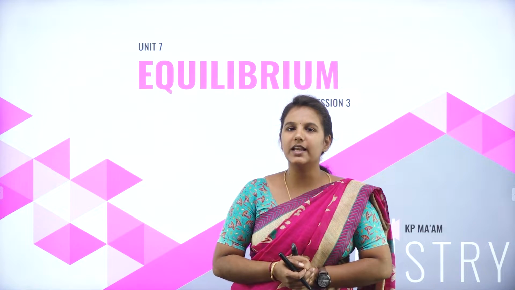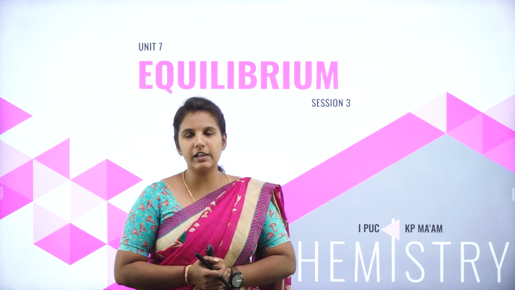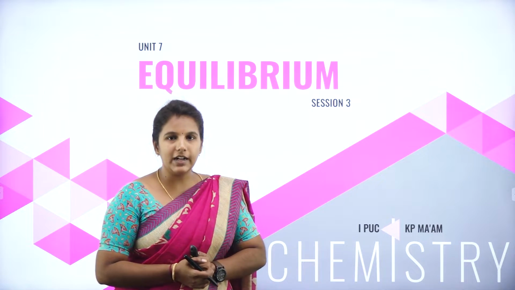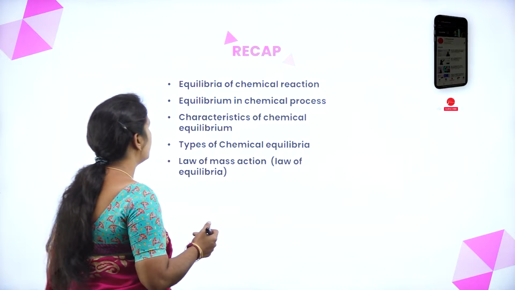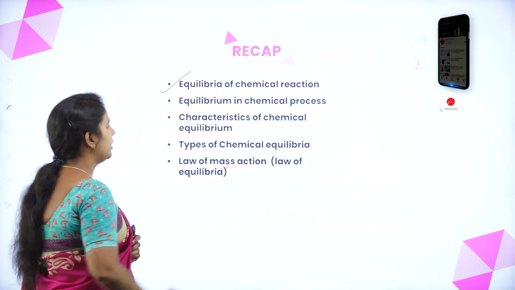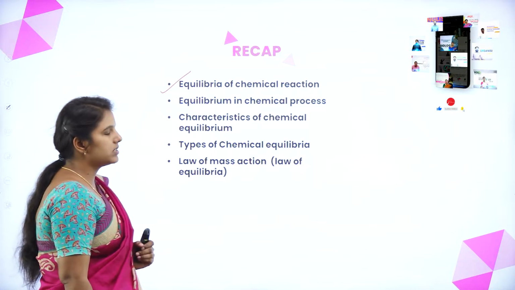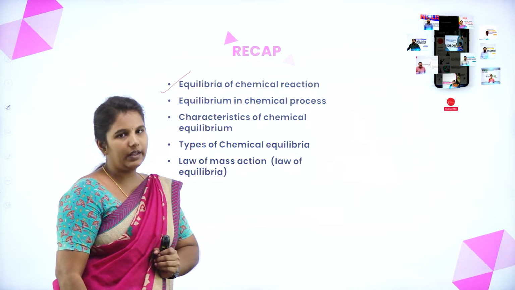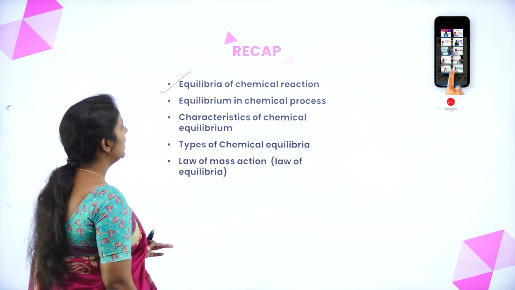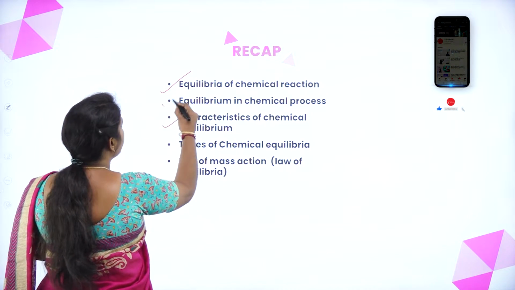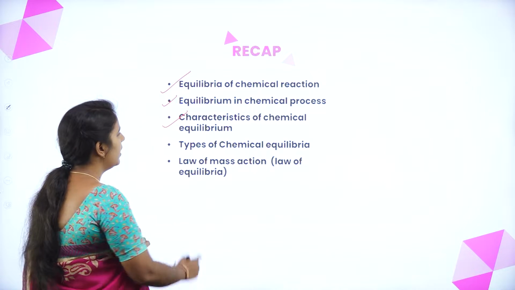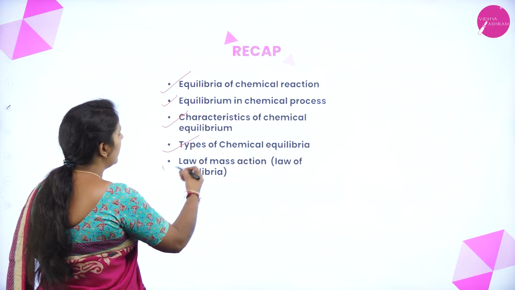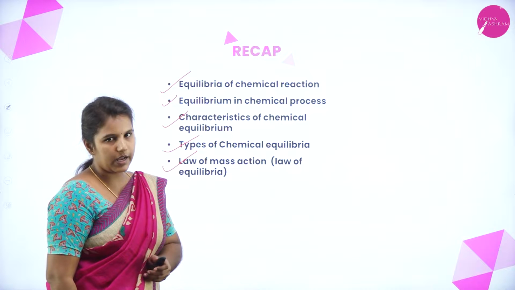My dear students, in our last discussion, we were dealing with the unit called equilibrium. Under this unit, we have discussed the equilibria of chemical reactions and the equilibrium in chemical processes, and also we have learned about the characteristics of chemical equilibrium, types of chemical equilibrium, and the law of mass action.